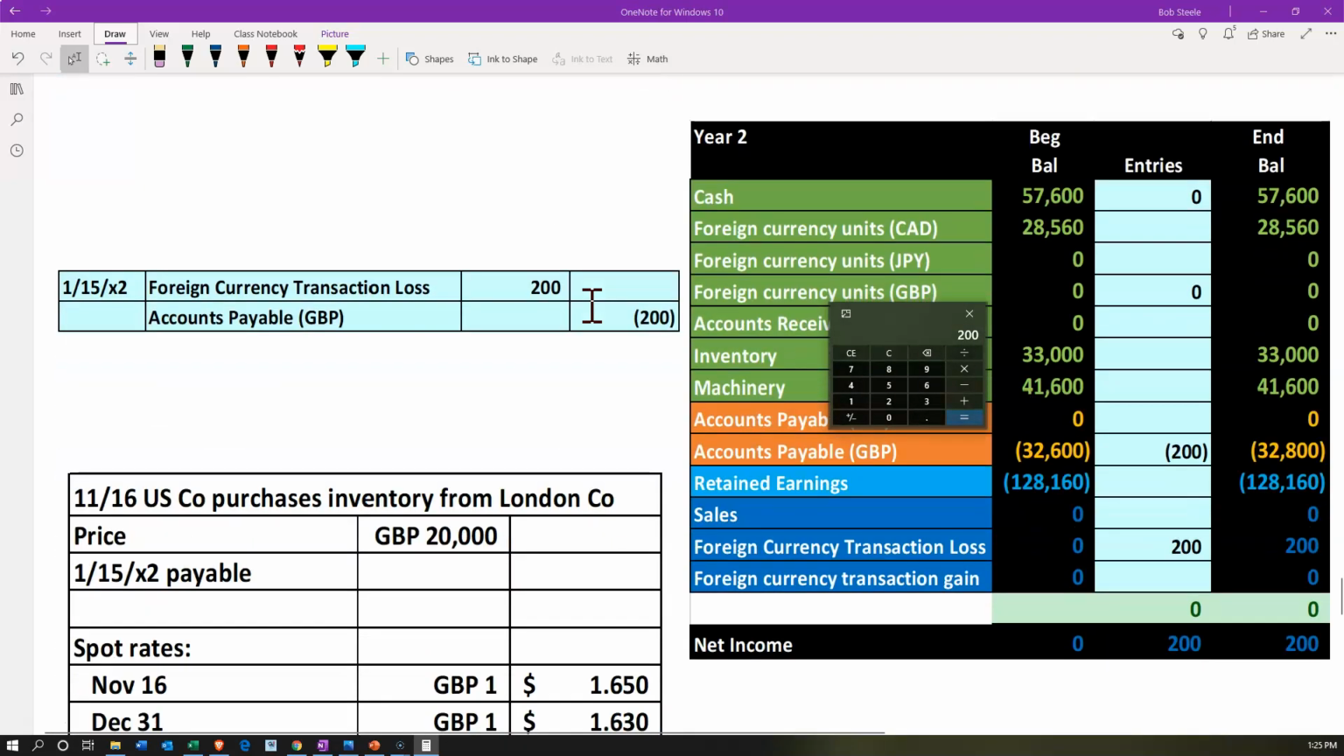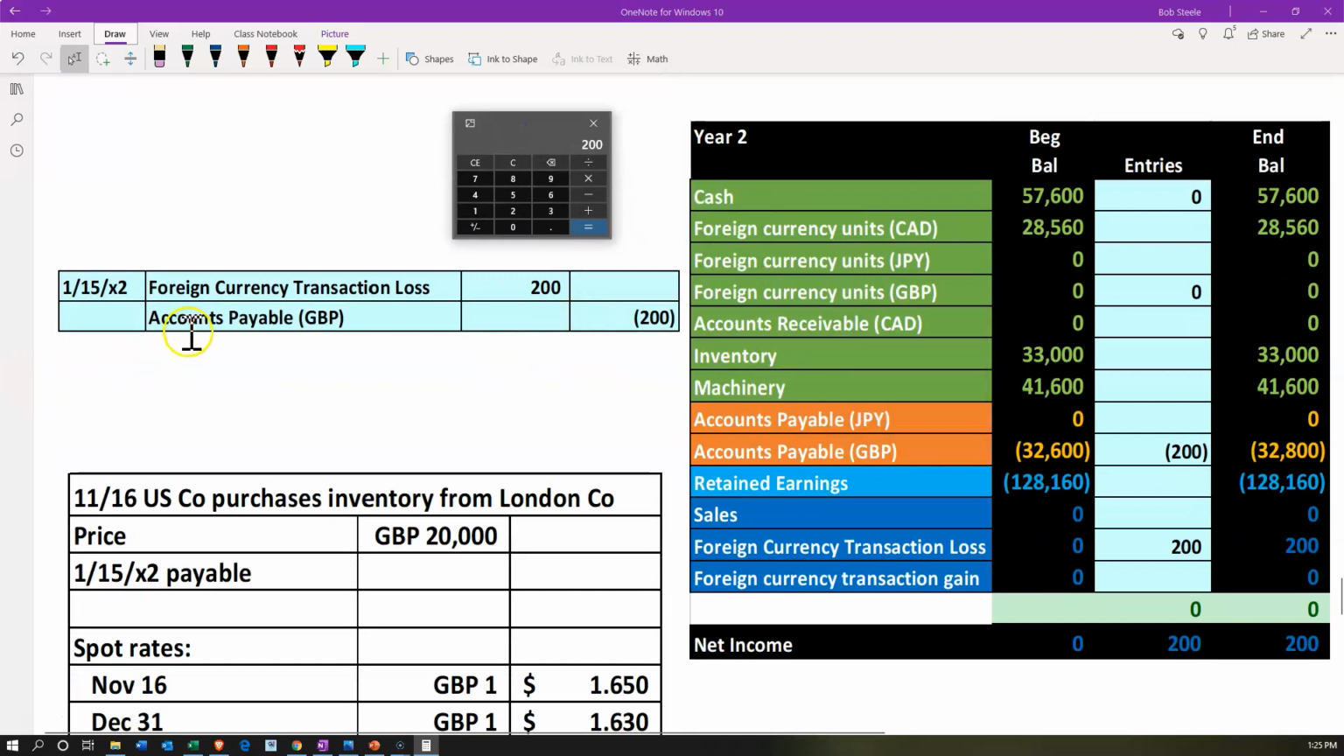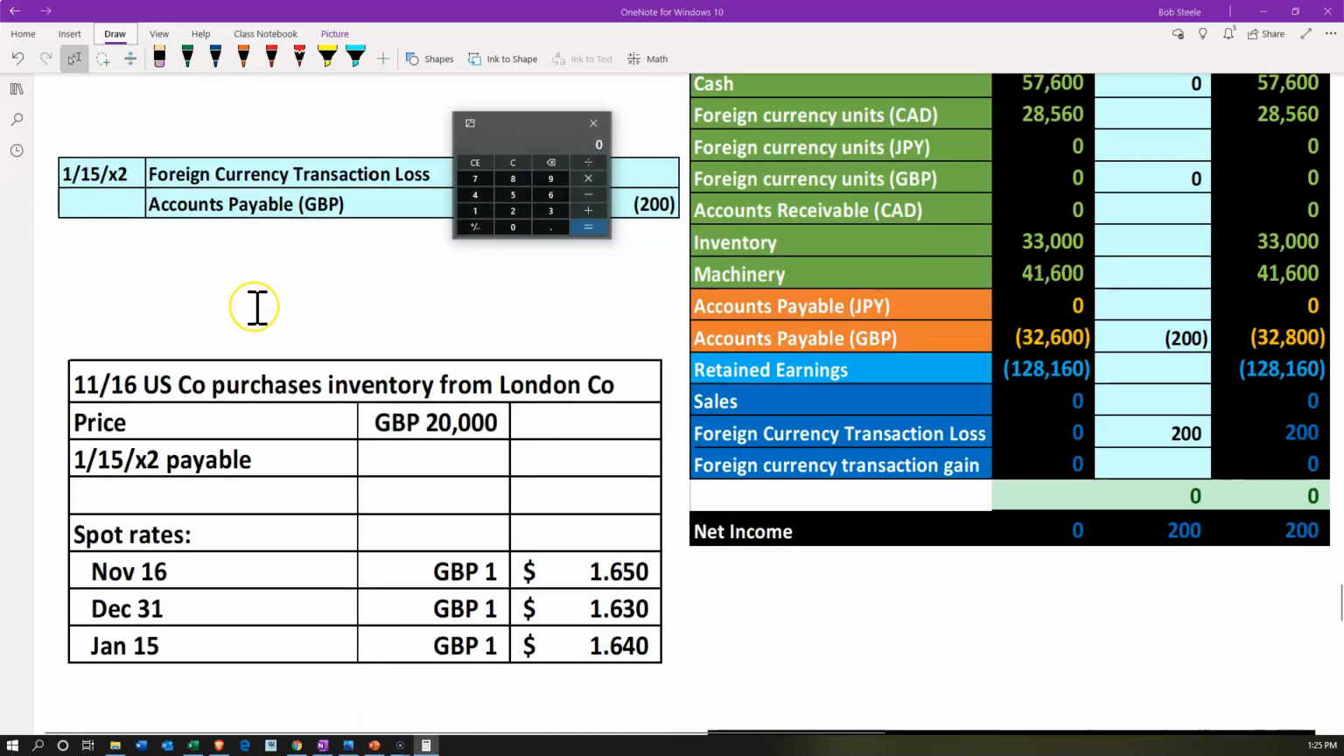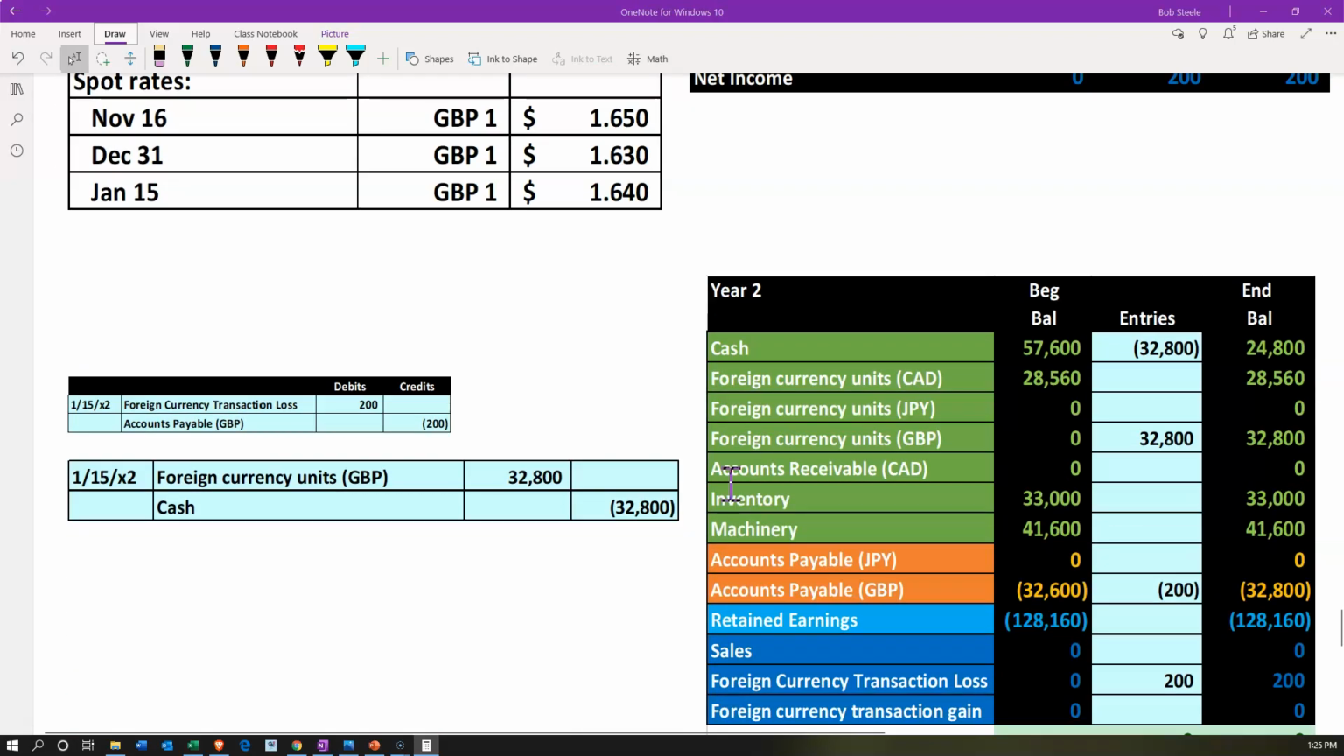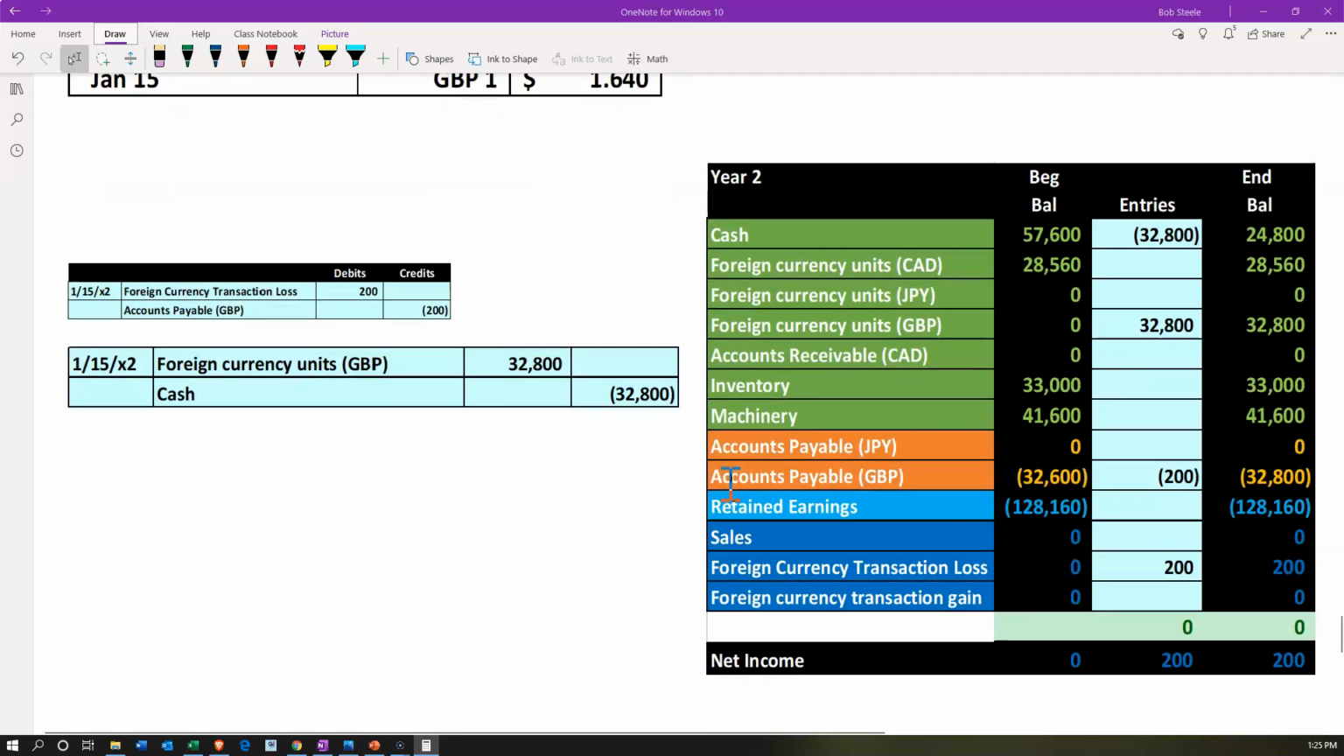So now we're going to go down and say, all right, now we're going to have to revalue the $200. So the foreign currency transaction loss is going to be $200, and then the payable is going to increase by 200 to the 32.8. And once again, that 32.8 is going to be the 20,000 pounds times the 1.64, which is the 32.8. So now we can pay this thing off at the current price, so that it's reflected at the current value.